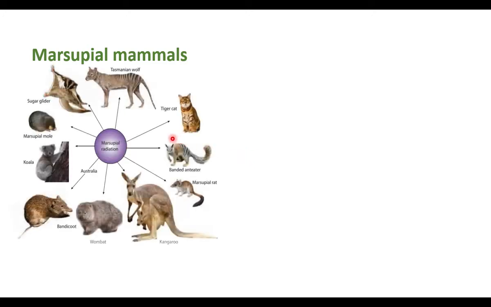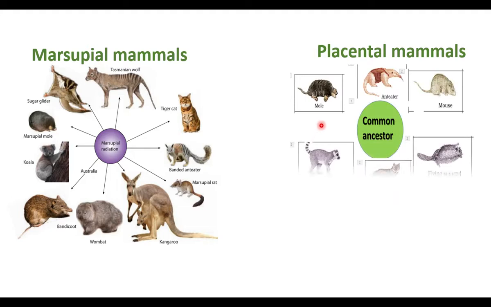Now let us see both together. This is marsupial adaptive radiation. This is one divergent evolution. This is placental mammals' adaptive radiation, another divergent evolution. Why do we say divergent evolution? From a common ancestor, they diversified. They radiate. In between the two, there are similarities. There are functional similarities. Both are different groups, but between the two groups there are functional similarities.